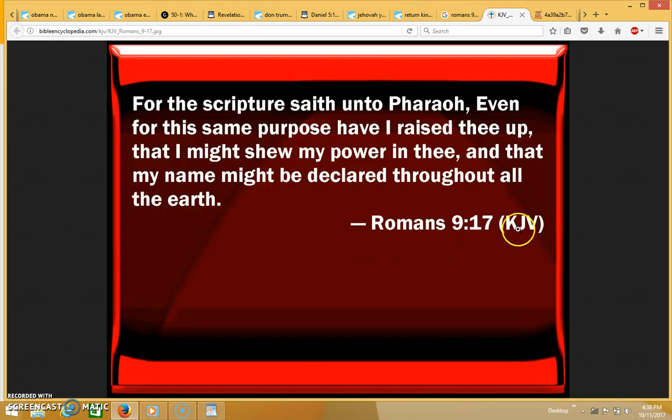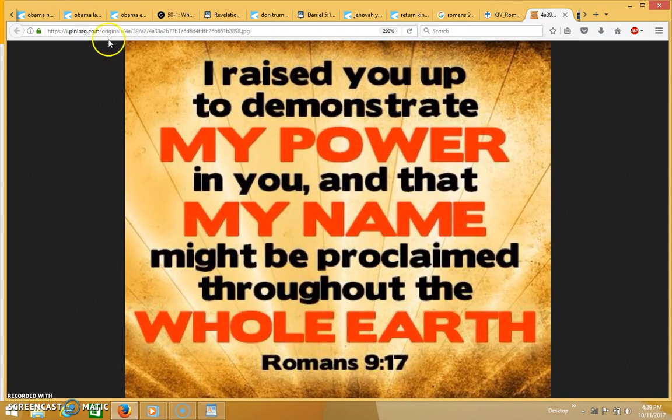Okay, so I just wanted to point out that it's in Romans 9:17. Where it talks about the rise of Pharaoh. It says, For the scripture saith unto Pharaoh, Even for this same purpose have I raised thee up, that I might show my power in thee, and that my name might be declared throughout all the earth. Okay, this is the same scripture, but I just like the way this one is shown over here. It says, I raised you up to demonstrate my power in you, that my name might be proclaimed throughout the whole earth. And again, that's in Romans 9:17.